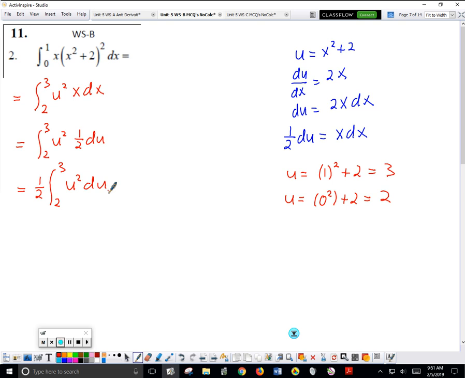So now it's the fundamental theorem. So this is my f prime. Therefore, my f function will be u cubed over 3. I need to evaluate my f function at 3 and 2. So that'd be 1/6. We pull out that 3.